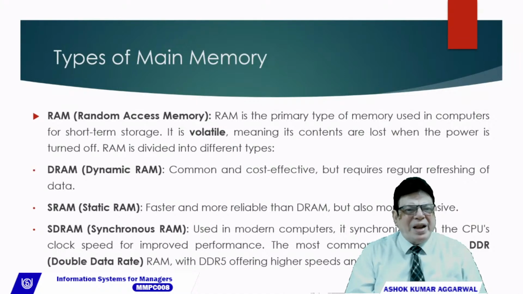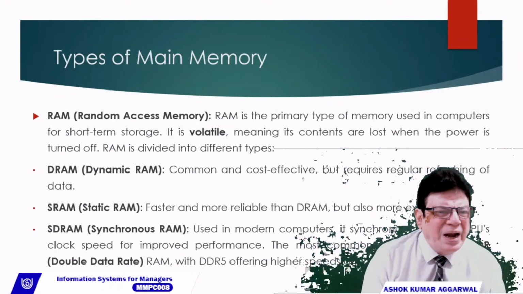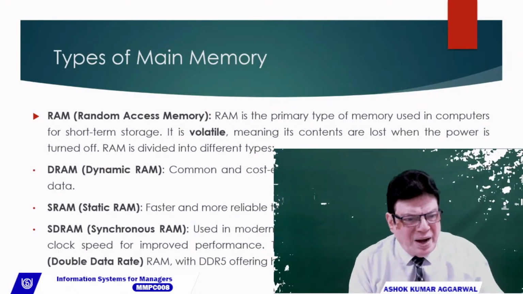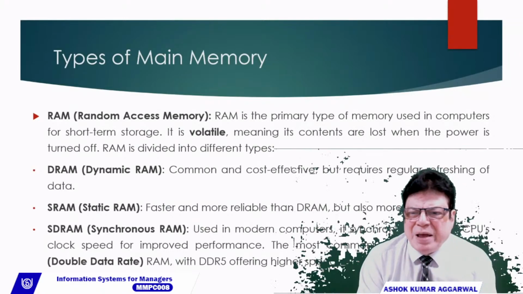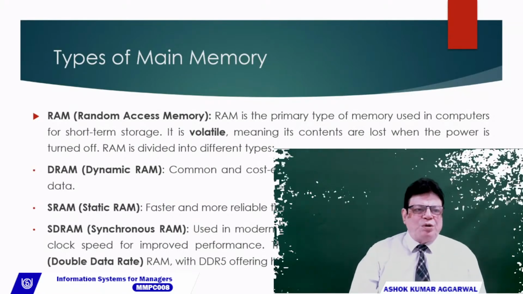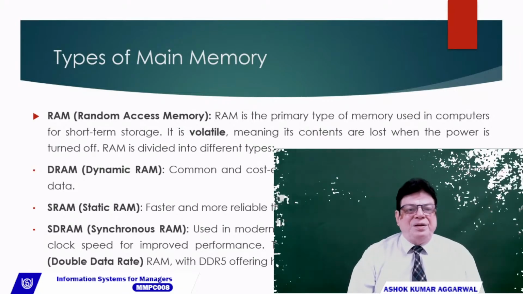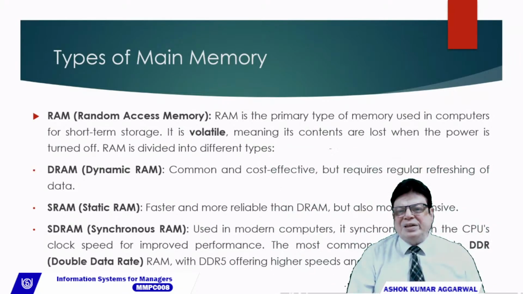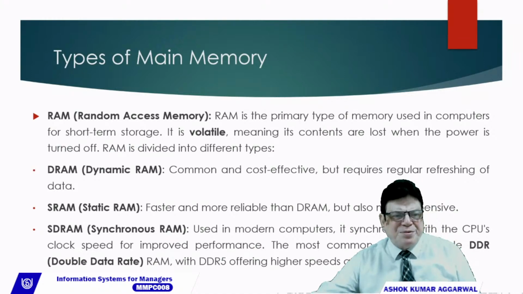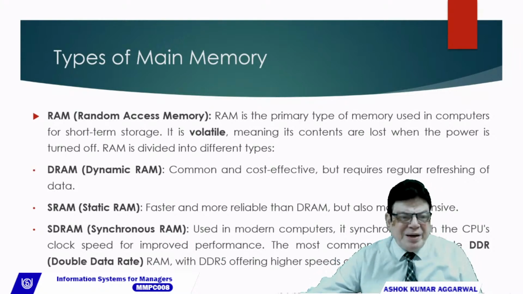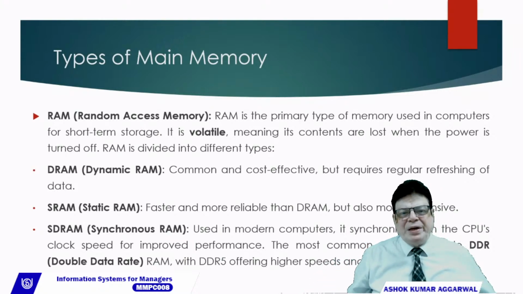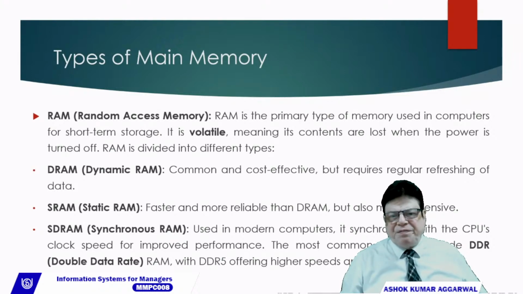Random access memory, RAM. RAM is the primary type of memory used in computers for short-term storage. It is volatile, meaning its contents are lost when the power is turned off. RAM is divided into different types. Dynamic RAM, DRAM, is common and cost-effective, but requires regular refreshing of data.